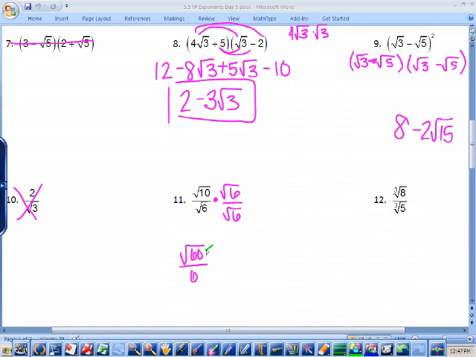60 breaks down into 15 and 4. And why is that beneficial? What's the square root of 4? 2. So this is 2 root 15 over 6. Can we simplify that? Yes. What do we get? Root 15 over 3. Good.